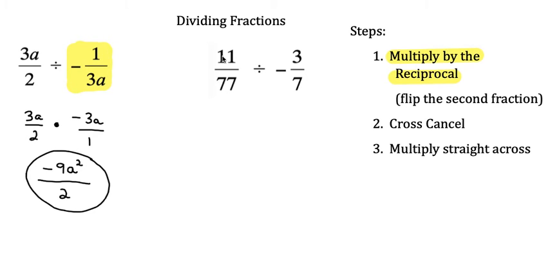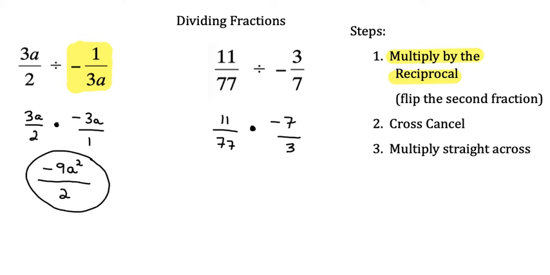So remember that I'm going to rewrite the first one, 11 over 77. I'm going to change the division sign to a multiplication sign, and I'm going to flip the second fraction. There's a negative sign here, so the negative sign is going to go on the top, and then I'm going to flip the fraction. So 7 over 3.